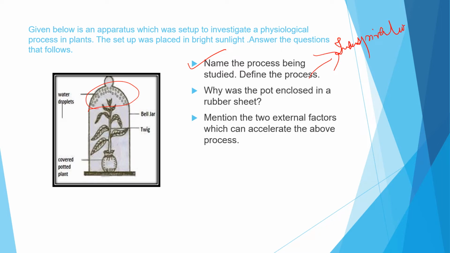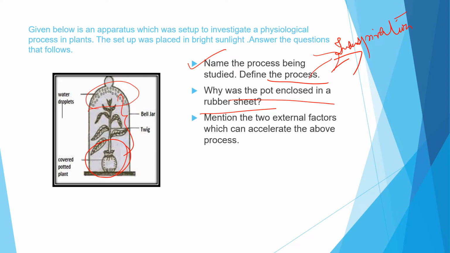Okay, is it clear? Now we are supposed to define the process of transpiration. It is the loss of water vapor from the aerial parts of the plants. This process is called transpiration. Now why is the pot enclosed by a rubber sheet? In this experiment the pot is enclosed by a rubber sheet because we don't want evaporation or water loss from these parts. It should be from the aerial parts only, to show that transpiration is happening in this experimental setup. So hence it is proved by this experiment.